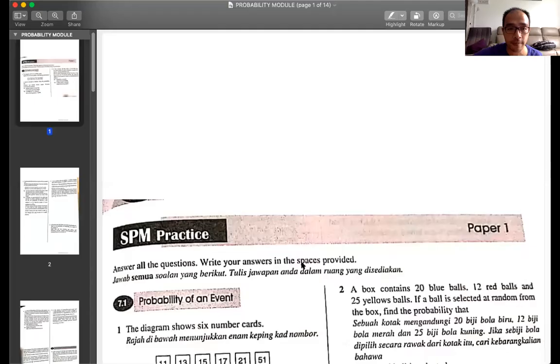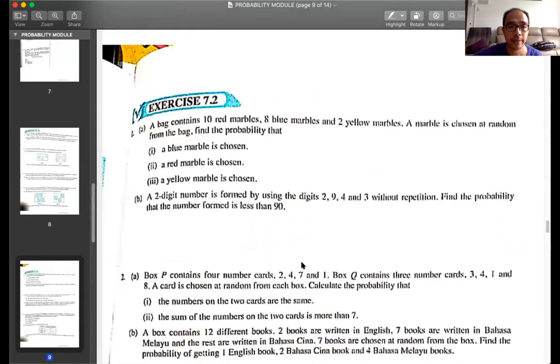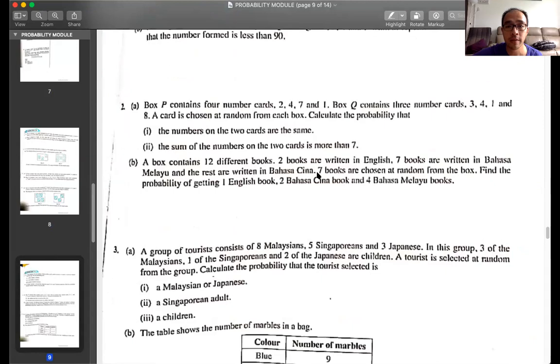Alright, any questions regarding our this one? Actually, this concludes our lesson lah. Saya habis sudah mengajar, but you know, I can teach now, but you do this. 7.22b. Which was Jeremy's question. 7.22b. A box containing books. Find the probability giving 1 English book, 2 Bahasa Cina books, and 4 Bahasa Melayu.